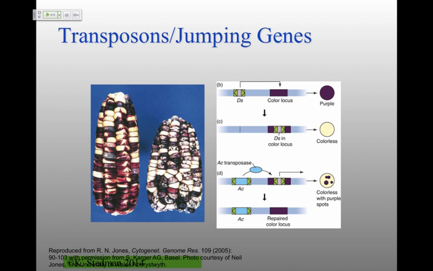Okay, so transposons. And this really should be an homage to Barbara McClintock, probably one of the most amazing scientists ever, male or female, in terms of understanding what's going on with our genomes, and in fact, pretty much any larger genome that's out there that probably hasn't been selected for being really small.